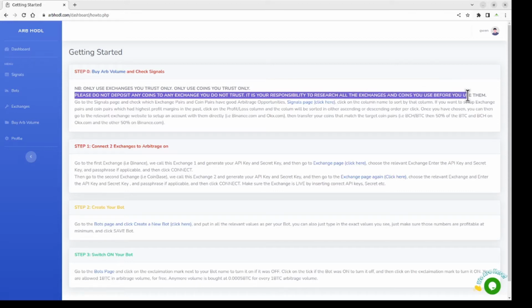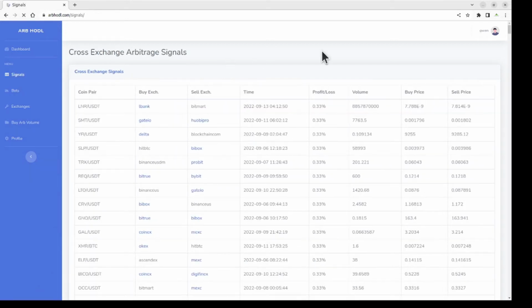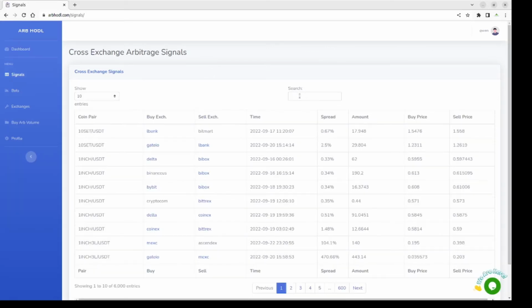Now that we have successfully bought our ARB volume, we go to the Signals page, which is accessible by clicking here or here. We will click here. Then we are on the Signals page. Let it load until you see the search field, showing that the page has completely loaded. This page loads 6,000 arbitrage opportunities that were seen in the past week. It's a goldmine of past arbitrage opportunities.